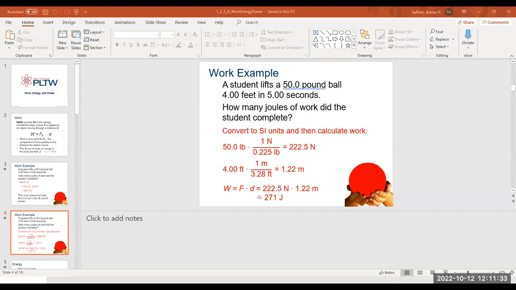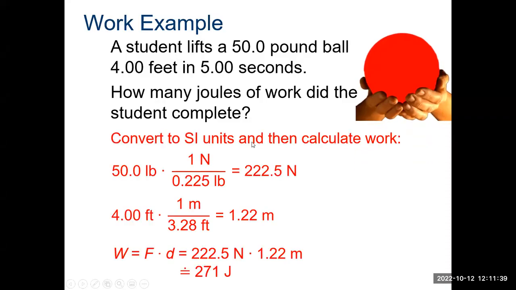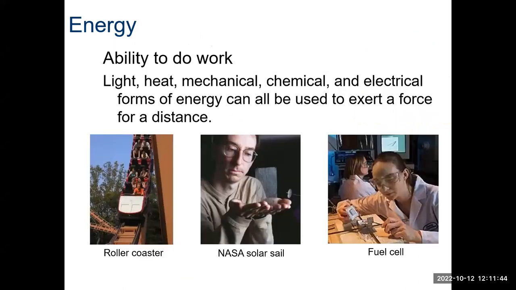Okay, so let's get back to our presentation. So we did all that. So we have 271 joules of work. All right, so let's talk about energy. Energy is the ability to do work. Light, heat, mechanical, chemical, and electrical are all forms of energy that can be used to exert a force for a distance. If you really like Six Flags, take a look at the roller coaster.